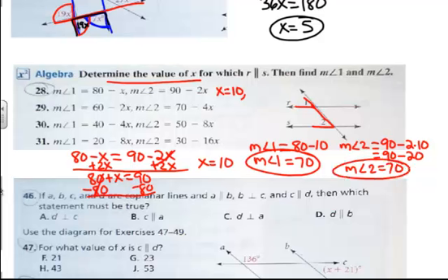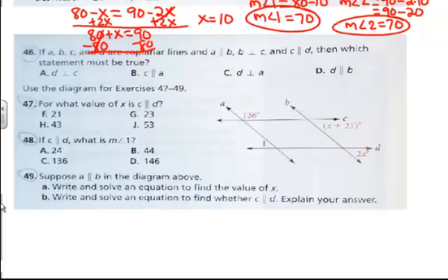Last problems, 46, 47, 48, and 49. 46. Let me erase this so I can read it. If A, B, C, and D are coplanar lines, and A is parallel to B, B is perpendicular to C, and C is parallel to D, then what statement must be true? Man, that's confusing. I have to draw a picture to understand this. So I'm going to draw a picture.